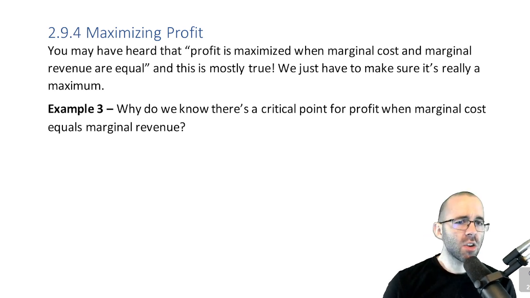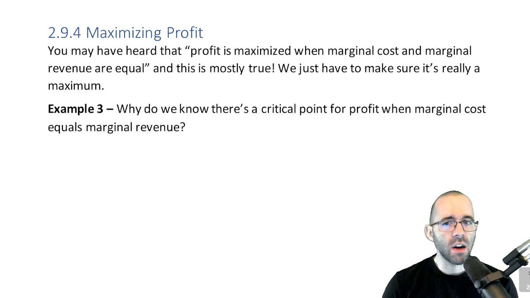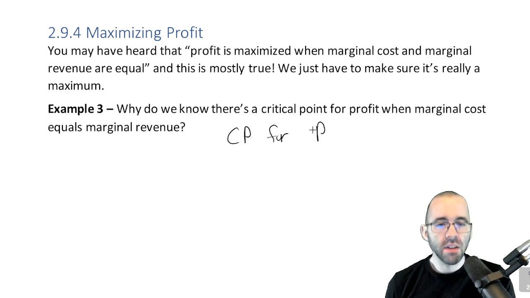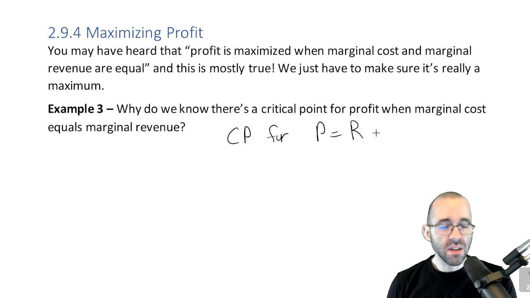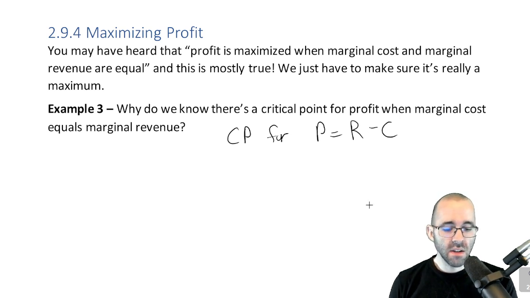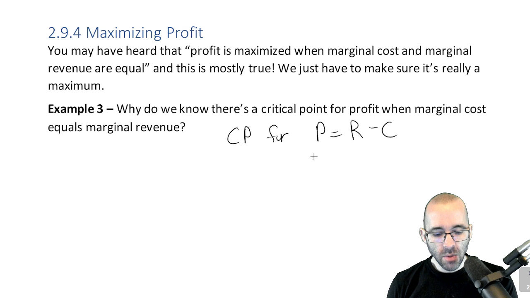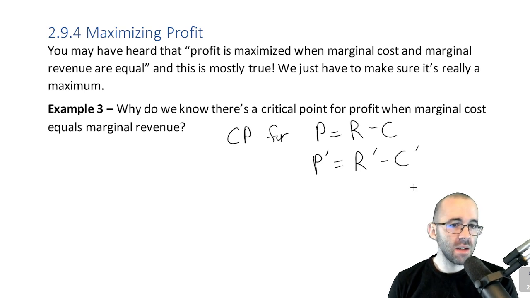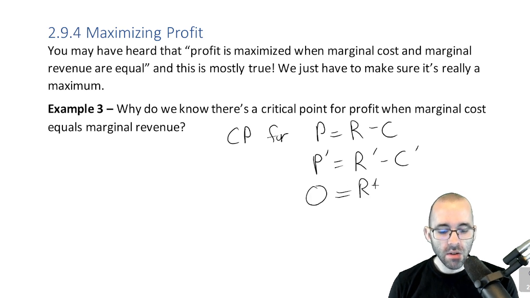Why do we know that there's a critical point for profit when marginal cost equals marginal revenue? Well, let's look at that. When is there a critical point for profit? Well, what is profit? Profit's what's left over from your revenue after you subtract out your costs. So, using what we know about calculus, we can take the derivative of profit and use the sum rule to say that's r prime minus c prime. Critical point is when p prime is 0.